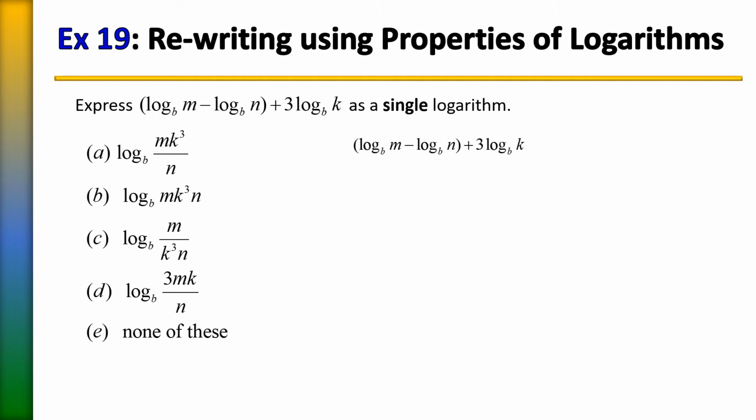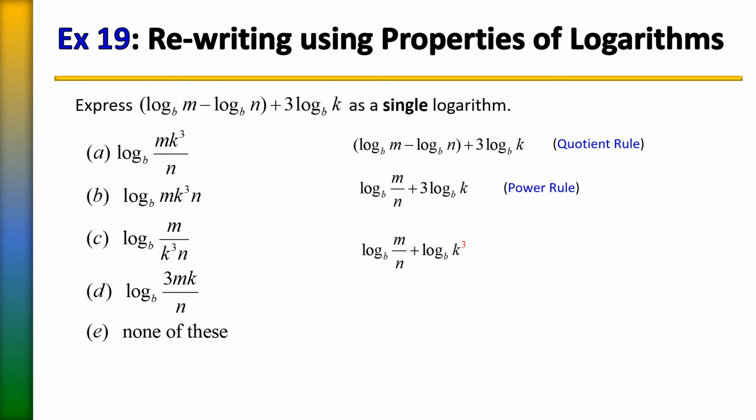So it's going to be log base b of m on top, take away the n on the bottom. That's called the quotient rule. Next, we're going to move that 3, that's a power rule, out to the back, which is going to be that exponent on that k. Good.